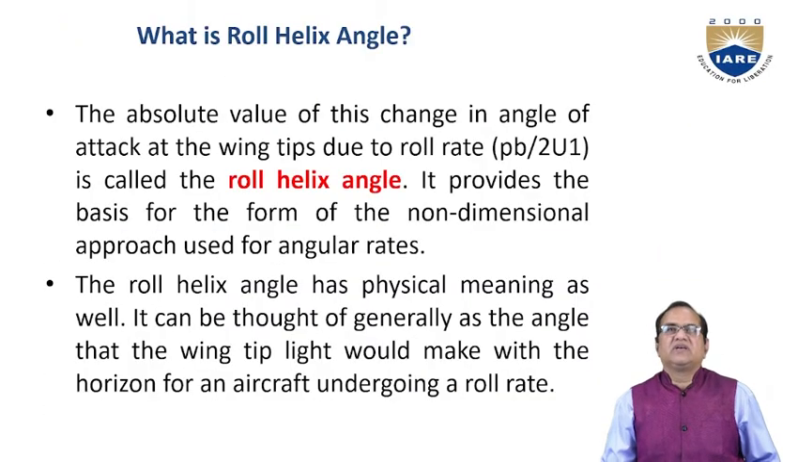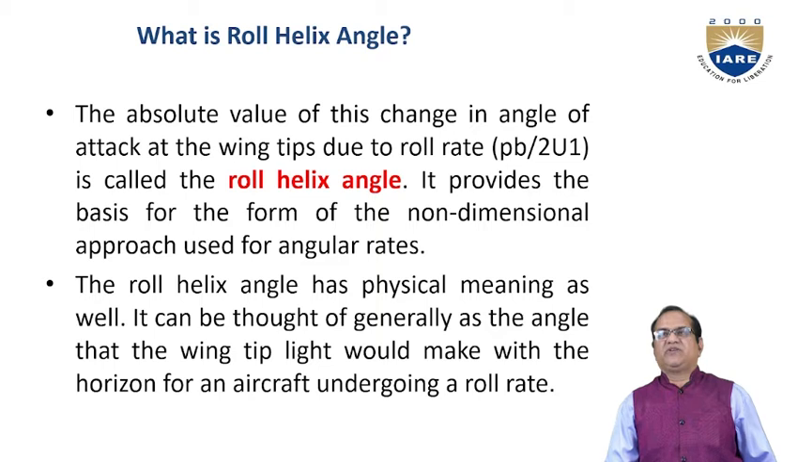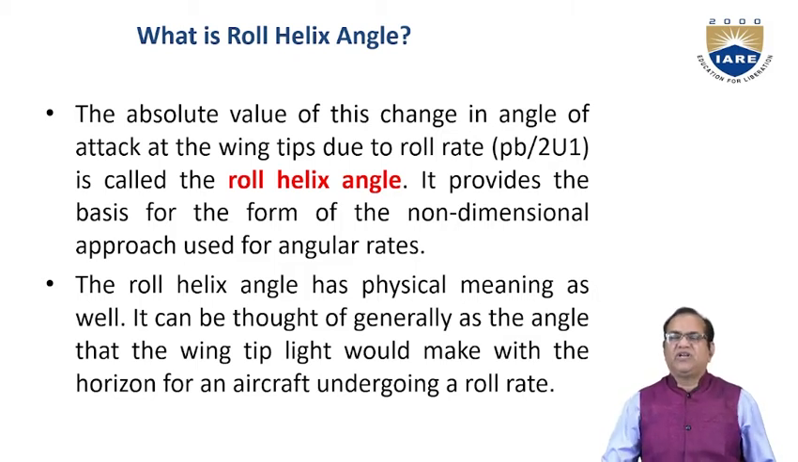The absolute value of this change in angle of attack at the wing tip due to roll rate, pb by 2u1, is called the roll helix angle. It provides the basis for the form of the non-dimensional approach used for angular rate. The roll helix angle has a physical meaning as well. It can be thought of as the angle that the wing tip light would make with the horizon for an aircraft undergoing roll rate.